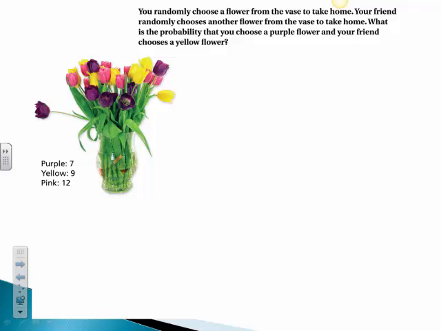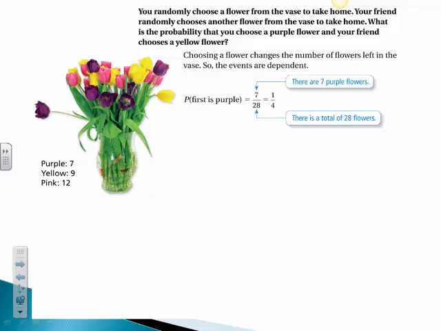You randomly choose a flower from the vase to take home. Your friend randomly chooses another flower from the vase to take home. What is the probability that you choose a purple flower and your friend chooses a yellow flower? So, choosing a flower changes the number. This is a dependent situation because once you pull a flower from the vase, it changes the total number of flowers in the vase. So it affects the probability for your friend picking a flower.